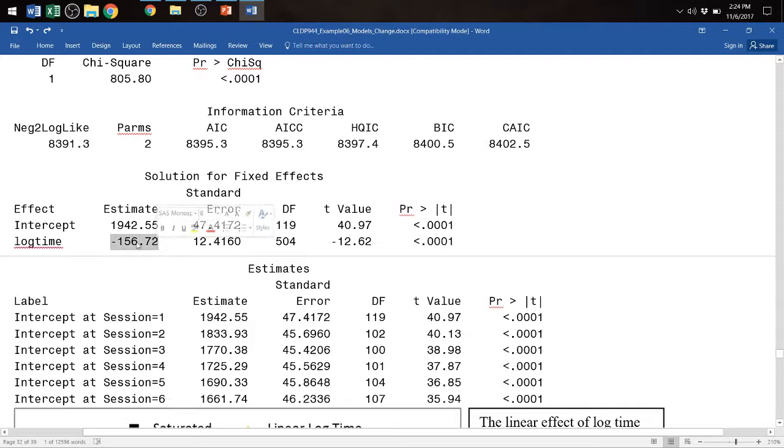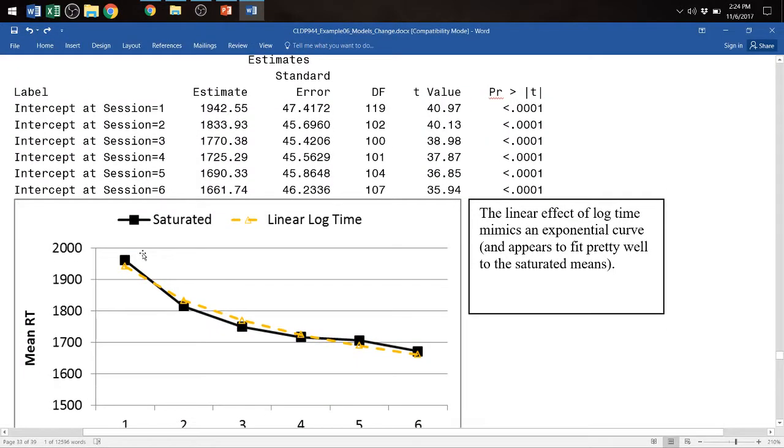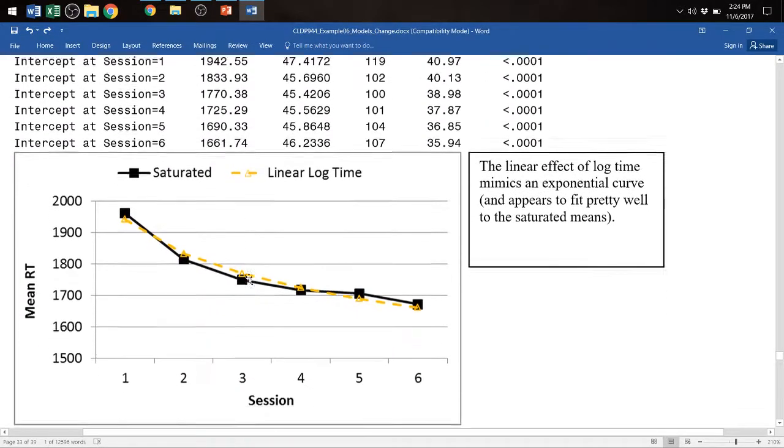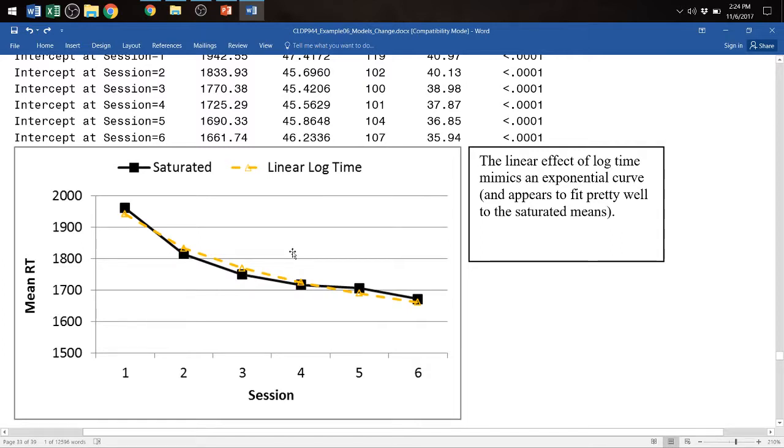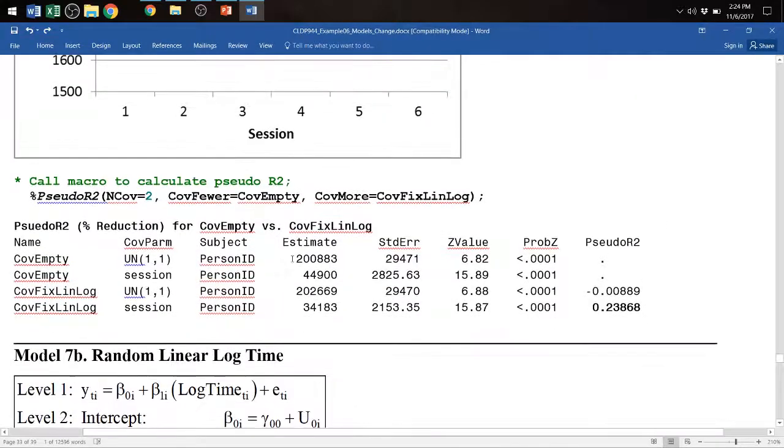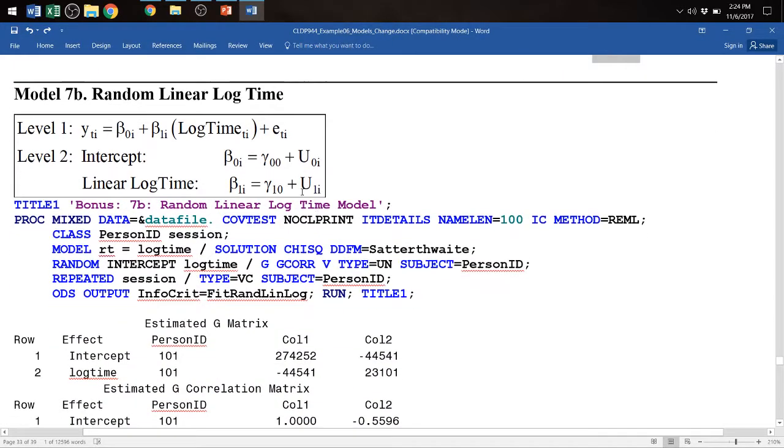To be honest, I have a hard time interpreting this number, because it's like for every log time increase, response time goes down by 156 milliseconds. So this is the point at which I cry uncle and I make a picture. And look at that. Isn't that nice? Log time. It accounts for just about as much variance as all the other models did. We can have random log time.